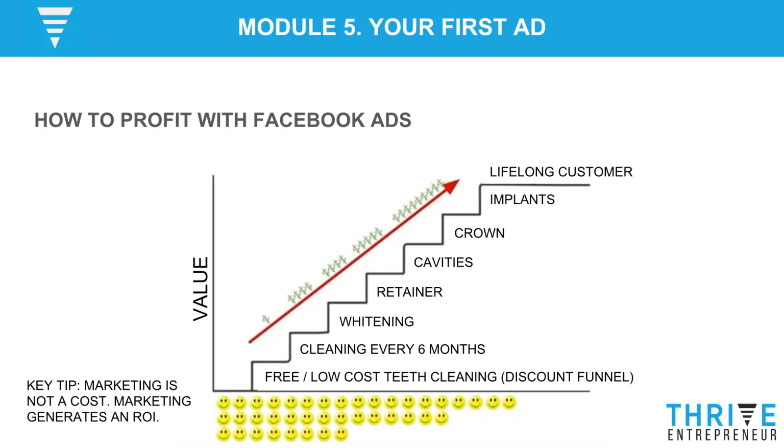Now, the value ladder is really important, and this is basically how we profit with Facebook ads. So in the example here, we've got value down the side, and customers coming in along the bottom there, little smiley faces. In this dentist example, he's offering his Facebook ad as a free or low-cost teeth cleaning, like a $7 teeth cleaning or free. So people are going to jump on it because everybody loves a good teeth cleaning. And then let's say he's got 100.